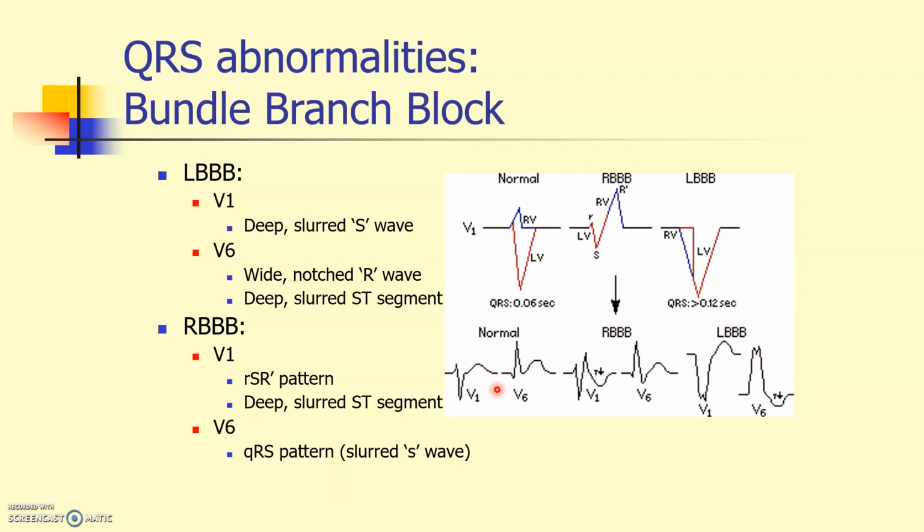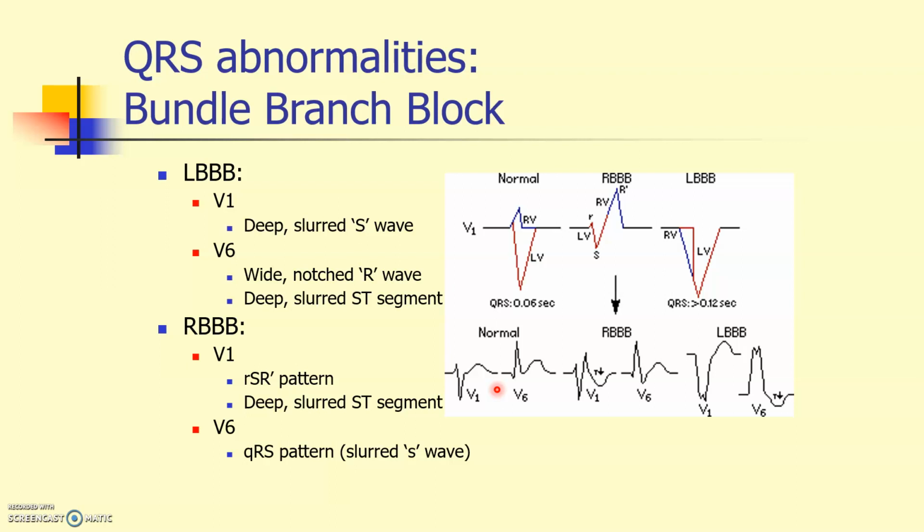If there is any disease of one or the other half of the conducting system through the ventricles, that is one of the bundles, then you get wide QRS complex with specific patterns. So if the left bundle is slowed, then the left ventricle depolarization occurs a little bit later than the right ventricular depolarization. That leads to a deep slurred S wave in V1, and a wide notched R wave in V6.